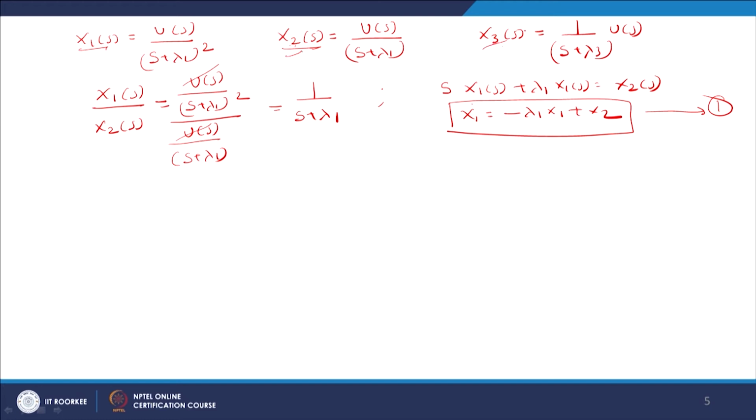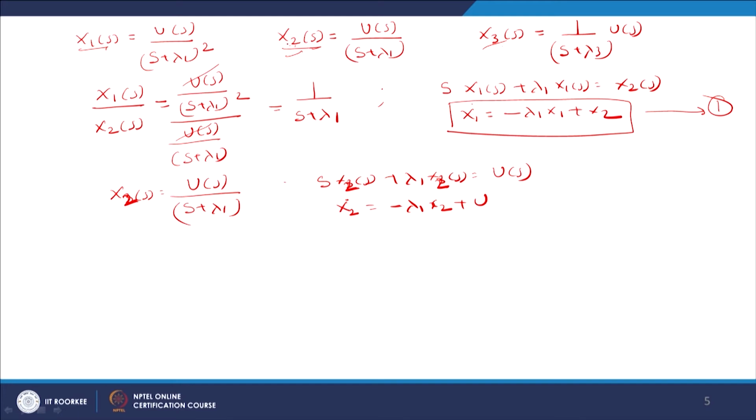Now, this x2 of s and x3 of s is simple. We can write x2 of s equals u of s divided by s plus lambda 1. If you solve it, we get s into x2 of s plus lambda 1 into x2 of s equals u of s. So, x2 dot equals minus lambda 1 x2 plus u.